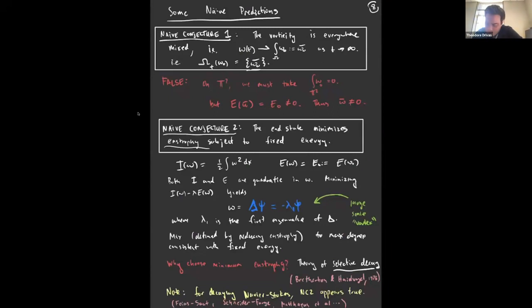The next thing you might say is, okay, fine. How about we mix the vorticity as much as possible, as defined by minimizing the entropy, subject to having fixed energy? So we cannot just lose energy. And this becomes a variational calculus problem with Lagrange multipliers.